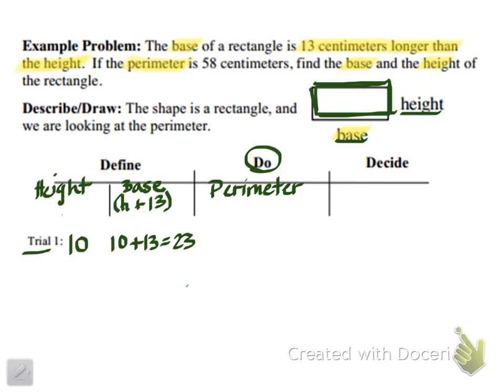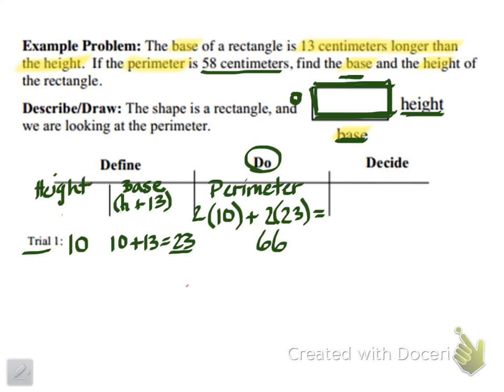So we have a height, and our height is 10. But we have two heights, this side and this side here. So we have our height times 2 plus our base times 2, because a base is this length and this length. Our base value we've established here is 23, so we have 23 times 2. We add this up: 2 times 23 plus 2 times 10. Well, that equals 66. But we know that our perimeter is 58.